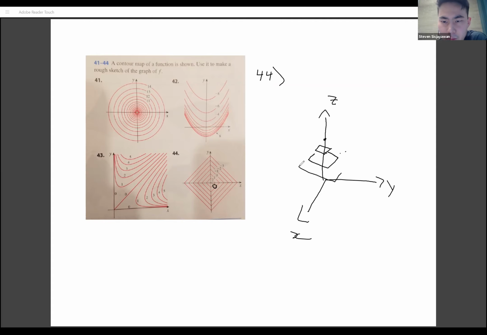It's going to look something like a square pyramid. Okay. And then it just goes all the way down to -3. So that's going to be what this surface looks like. Okay, so that's number 44. All right, so any questions regarding contour maps and correlating that to sketches of the graph of f?